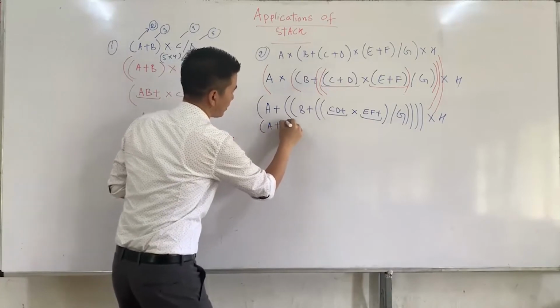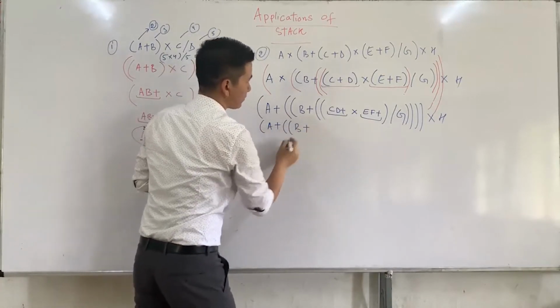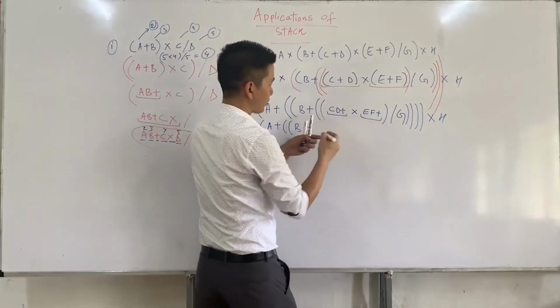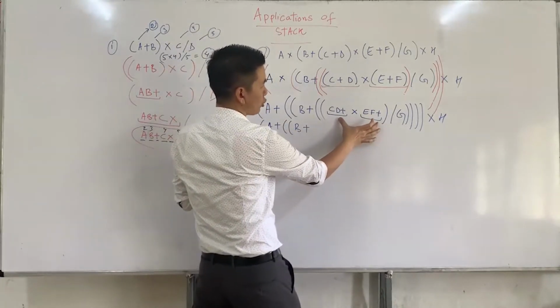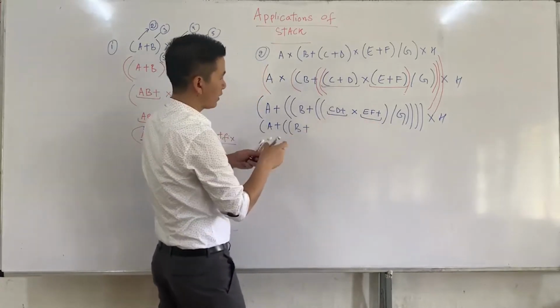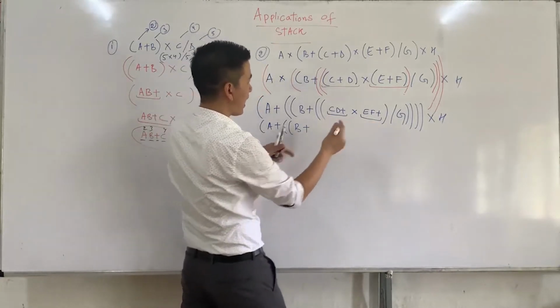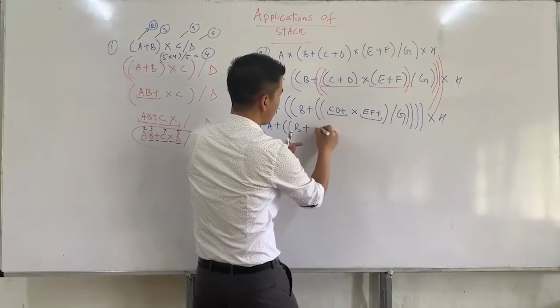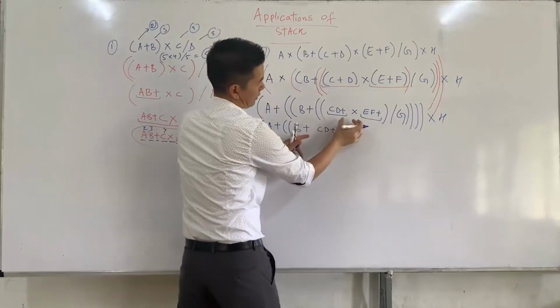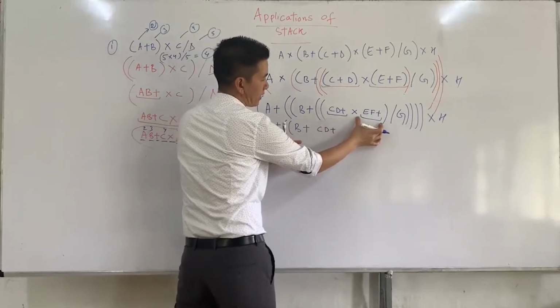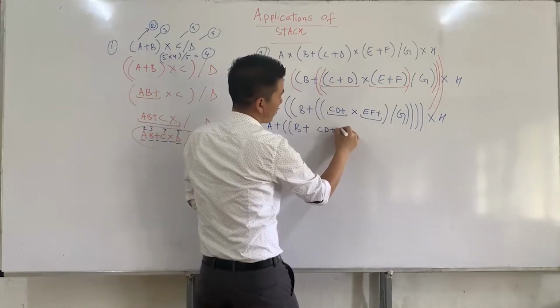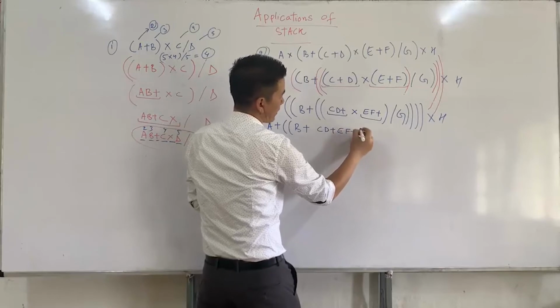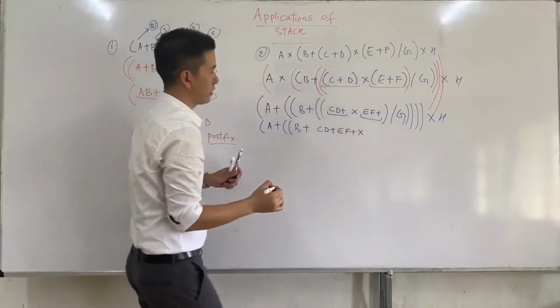So A plus 2 bracket. Now I need to resolve this. Okay, I need to resolve this. So it will be resolved as CD plus, this is the first operand and this is the second operand. This is the operator. First operand followed by a second operand and then comes the operator.